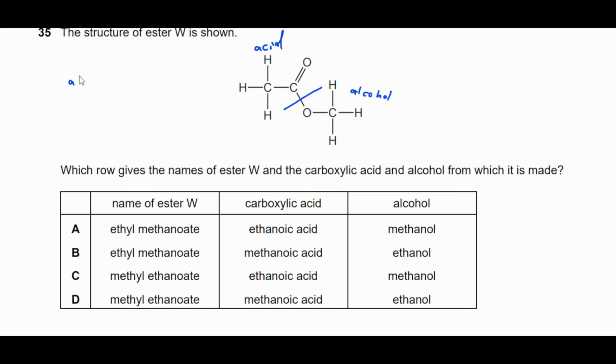So it will be the alcohol part with -yl and then the acid part with -oate. In this scenario, there's 1 carbon on the alcohol part, so it will be meth, and 2 carbons on the acid part, so it'll be eth. So it'll be methyl ethanoate. So it's between C or D. Since you know how to name the ester, the carboxylic acid and alcohol used should be quite easy to tell. Since this is a 2 carbon acid, it's ethanoic acid. Since it's a 1 carbon alcohol, it'll be methanol. So the answer is C.